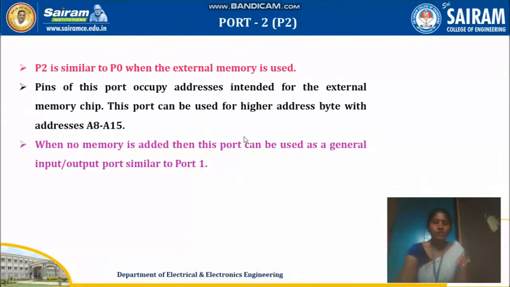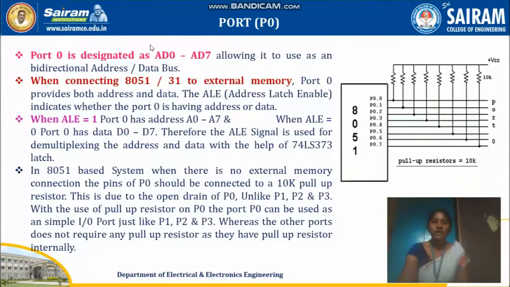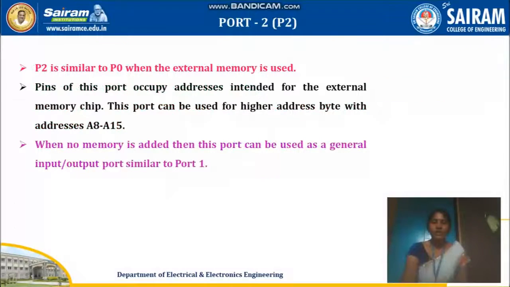Next is your port 2. So port 2 is similar to port 0. What is port 0? Port 0 is meant for multiplexed address bus and data bus as well as your I/O interfacing. Port 2 is also similar to port 0. Why? Because port 2 is meant for I/O interfacing as well as your address bus. It accesses the higher 8 bits of address bus. It stands for A8 to A15. So when no memory is added to this port, you can use this port 2 as a general I/O interfacing port.